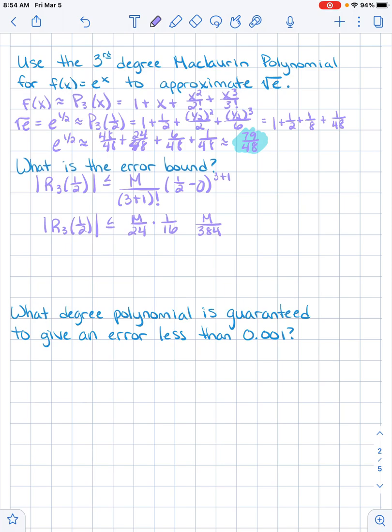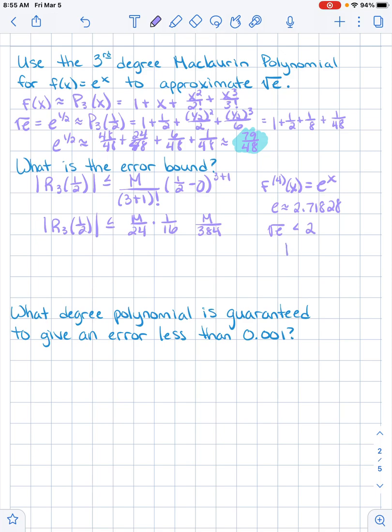We want some value that is greater than the next derivative. So in our case, we're looking at the 4th derivative. And since the function is e to the x, we know that the 4th derivative of this will also be e to the x. Okay, so I know e is approximately 2.71828. The square root of e is definitely less than 2. So I'm going to use 2 for my value of m, because m is greater than e to the 1/2.